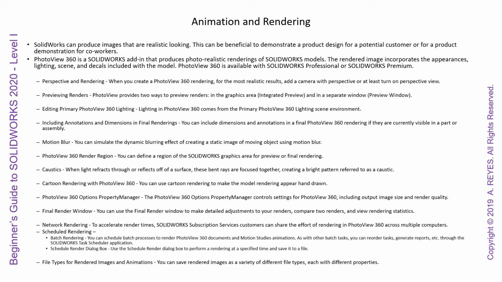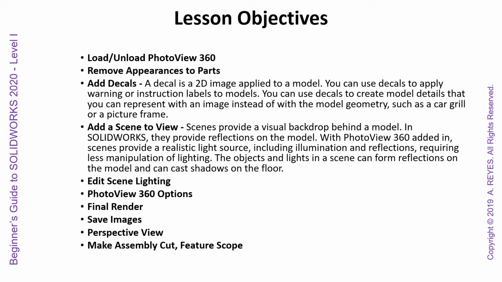If you're doing some bigger projects, this is not something we'll get into, but you can use network rendering. You can use SolidWorks subscription services to use PhotoView 360 across multiple computers. You can do scheduled rendering, so if you're going to do batch rendering, you can set it to a certain time, save it to a file, and set it to start rendering at a certain time. And then you can save rendered images. There's a variety of different file types, each having some different properties. So this is what you'll go through in your first assignment here in Chapter 7.